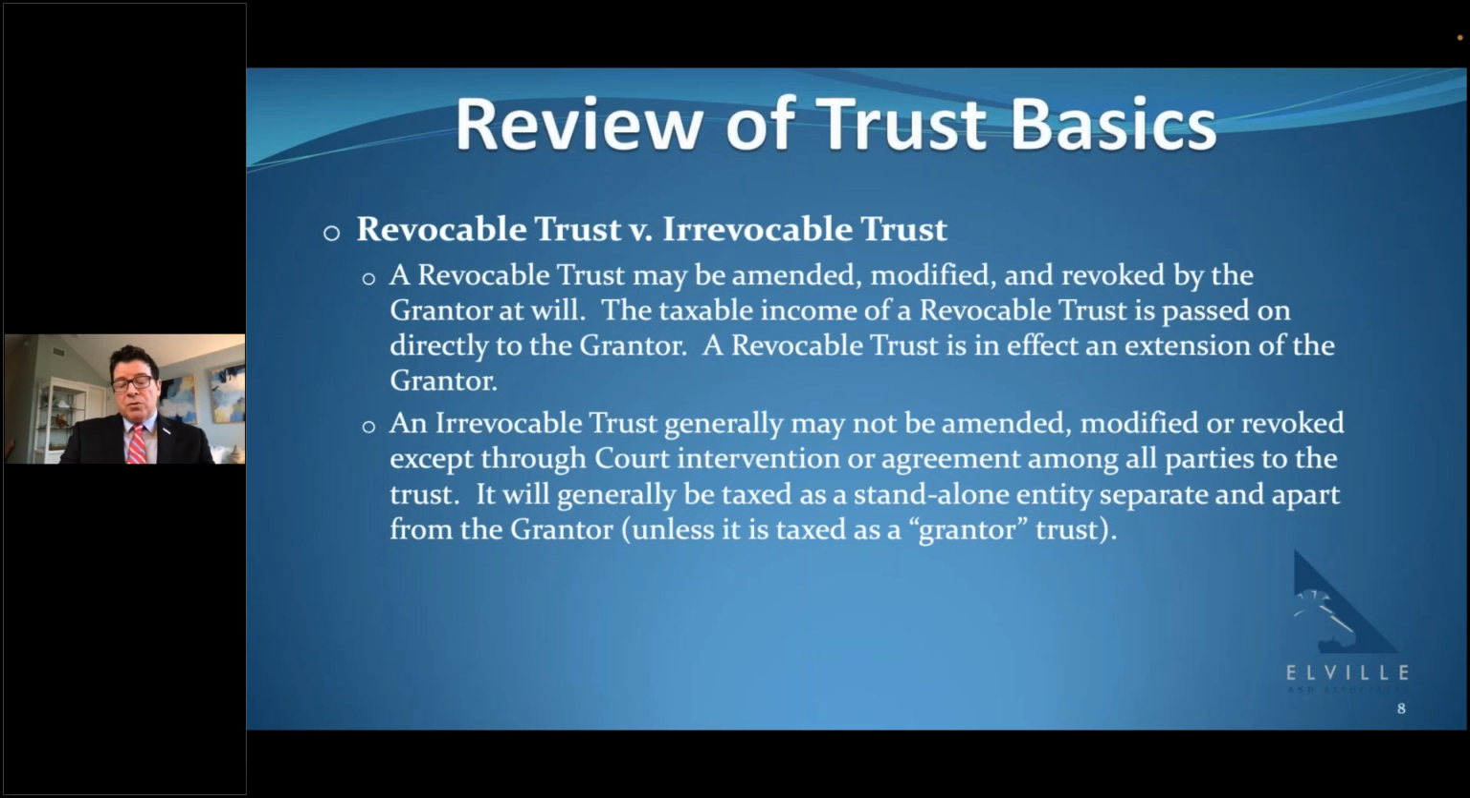An irrevocable trust, I would like you to think about this as a trust that is established for a special purpose. This could be a life insurance trust. It could be a charitable trust. It could be a residence trust. It could be a special needs trust that's irrevocable. Things that are established for a special purpose. Or it could be a trust established at death that is created under a will or trust.